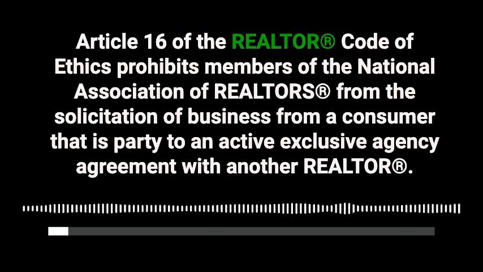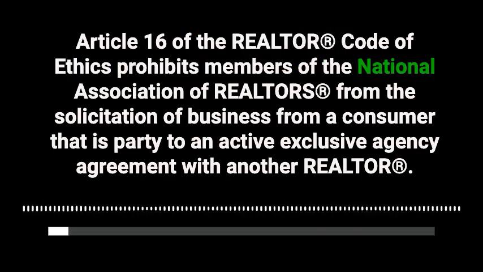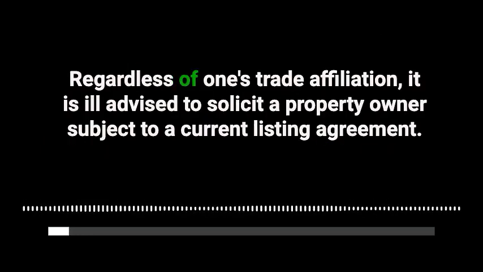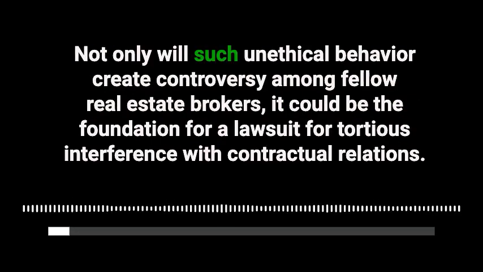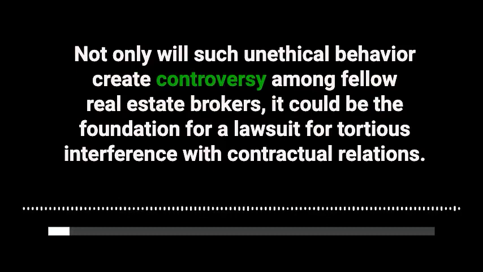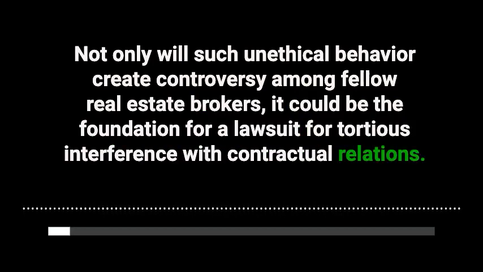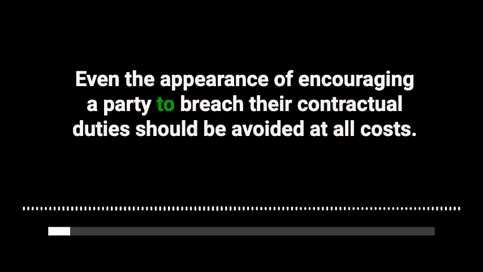Article 16 of the Realtor Code of Ethics prohibits members of the National Association of Realtors from the solicitation of business from a consumer that is party to an active exclusive agency agreement with another realtor. Regardless of one's trade affiliation, it is ill-advised to solicit a property owner subject to a current listing agreement. Not only will such unethical behavior create controversy among fellow real estate brokers, it could be the foundation for a lawsuit for tortious interference with contractual relations. Even the appearance of encouraging a party to breach their contractual duties should be avoided at all costs.